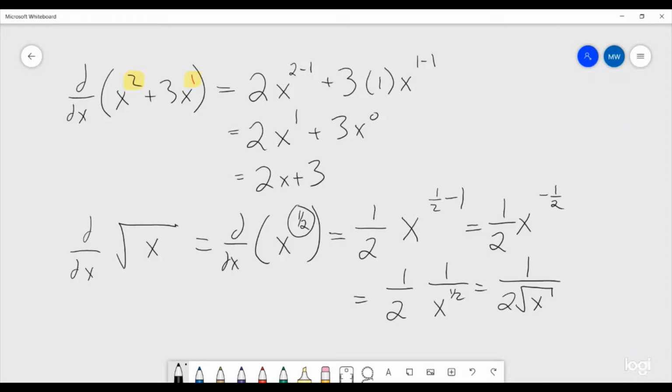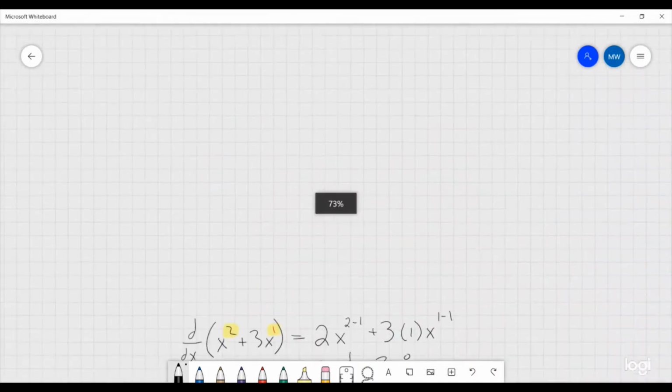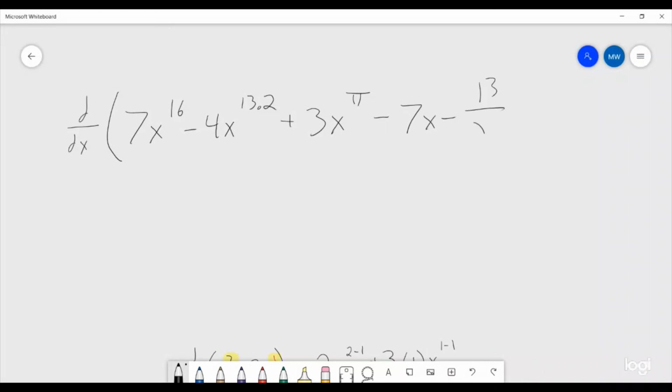Any sorts of these polynomials or x to constant powers, we can do the same way. So if we had something like, what is the derivative of 7x to the 16 minus 4x to the 13.2 plus 3x to the pi minus 7x minus 13 over x squared.